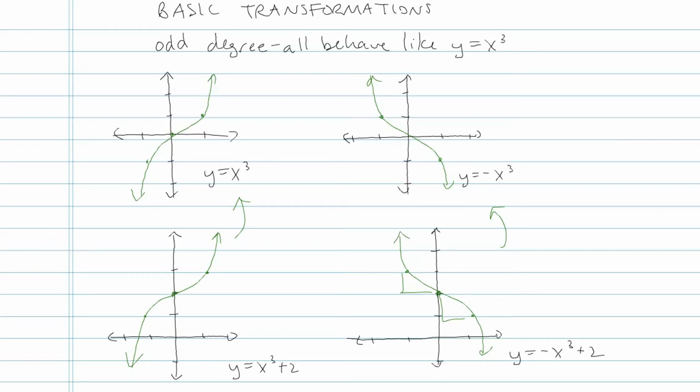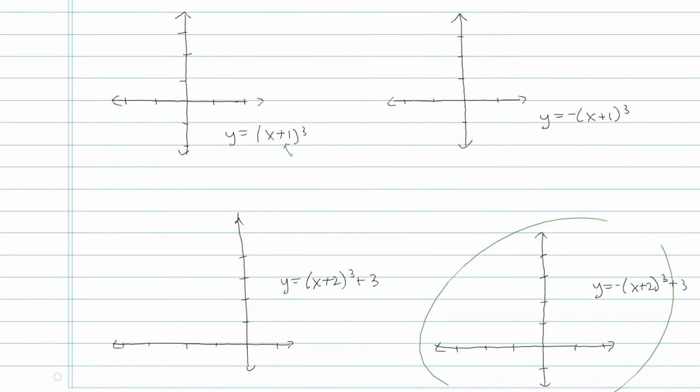Not so bad. Let's try a horizontal shift, (x plus 1) cubed. Now the plus 1 is so tricky because when it's inside parentheses, you go in the opposite direction. Like when we see plus 1, we think, oh, move to the right. Except, just to make it confusing, if it's inside parentheses, you do the opposite shift. So x plus 1 is going to be moved left 1.